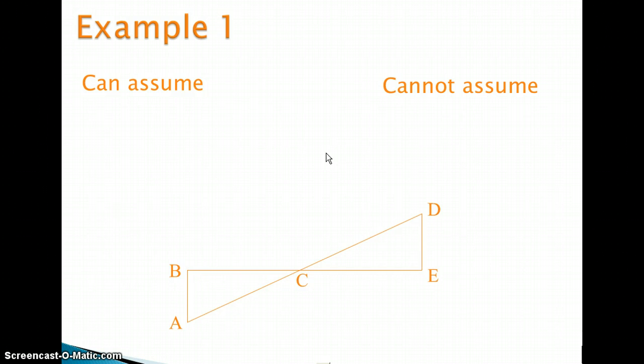Now, of the assumptions that we could possibly make, some are helpful and some are not so much. So probably the most helpful thing for us to be able to do is assume that we have a straight angle. So maybe we're going to say that angle BCE is a straight angle. That's a fair assumption. We could also maybe assume that B, C, and E are collinear.